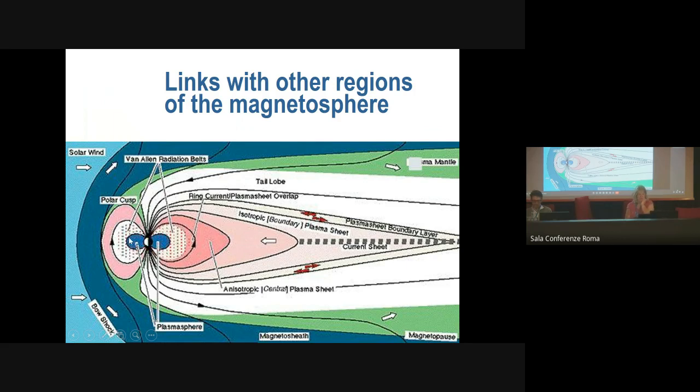And why is it interesting to study the plasmasphere? Just because of its link with the ionosphere, but also the links with the other regions of the magnetosphere. Thus you have especially the radiation belts, the Van Allen radiation belts. These are very energetic electrons and protons also trapped in the magnetic field of the Earth, but not coming from the ionosphere, coming from the solar wind for the outer belt, and from cosmic ray albedo neutron decay and solar proton neutron decay for the inner belt.